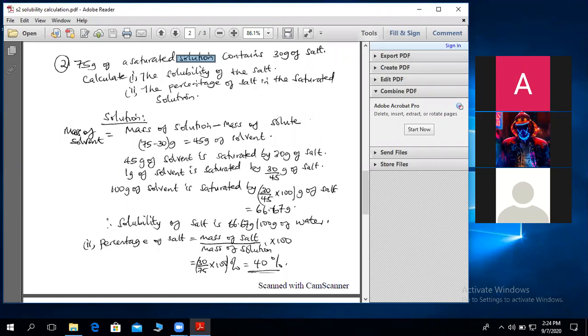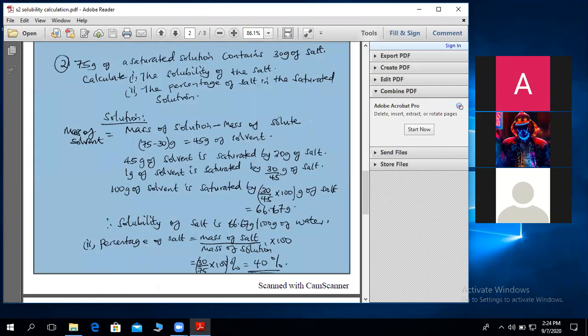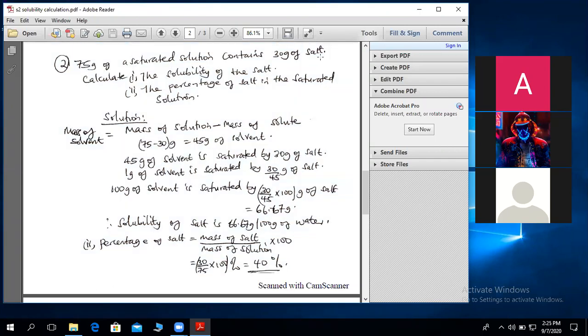If you want the mass of water alone, you will get the mass of the solution containing water and sugar, and you subtract the mass of sugar which you dissolved. Take note of that. So 75 grams of saturated solution contains 30 grams of a solute. So this is the solute that was dissolved to make this solution. I think that, yes, you should be understanding it. Calculate the solubility of the solute.